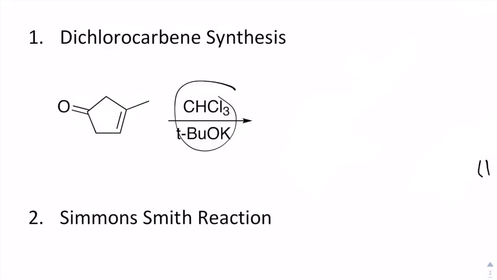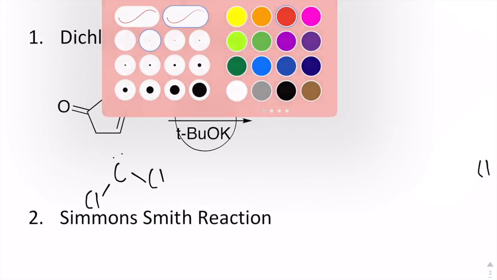Okay, so I'm just going to redraw that dichlorocarbene over here. So we have two choices. This carbene can either react from the front face of this alkene or the back face. So let me just draw mechanistically those arrows.